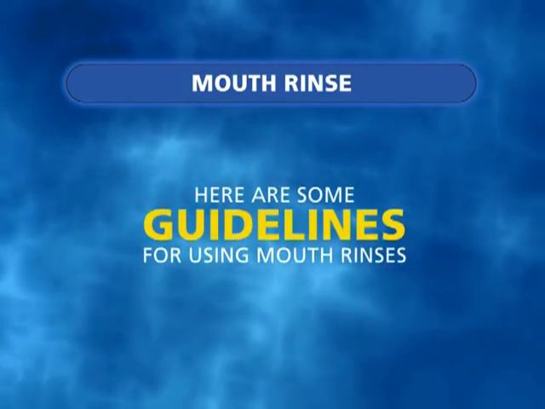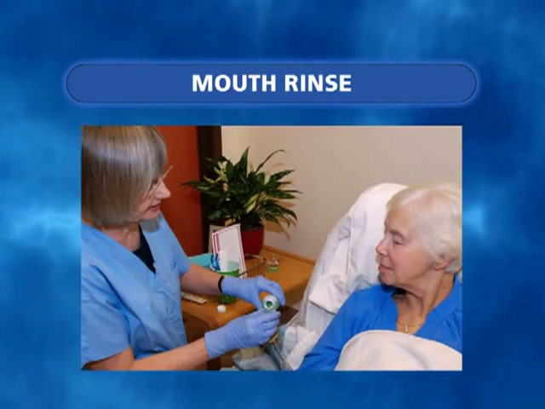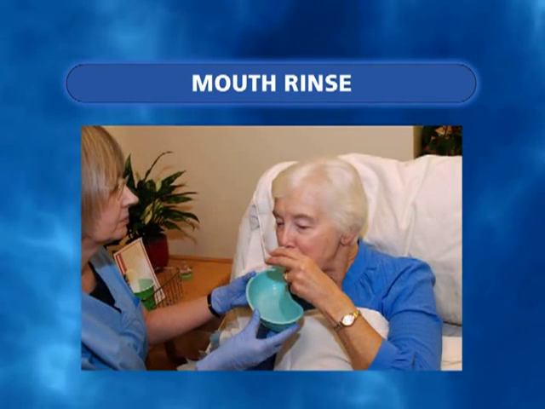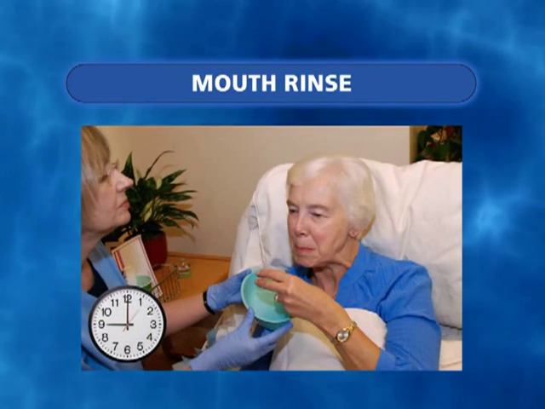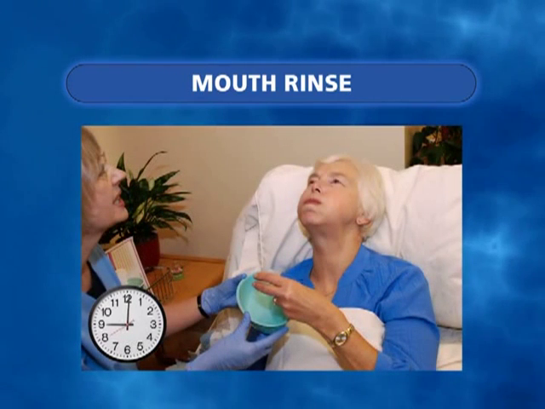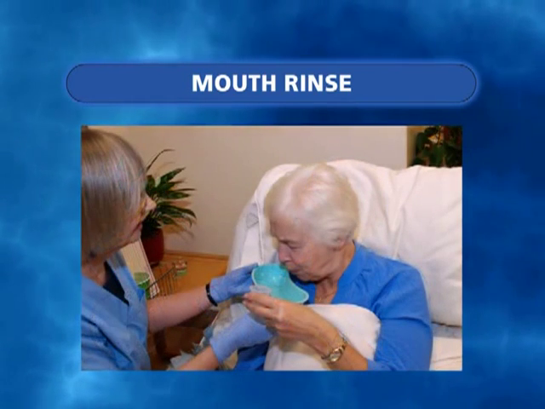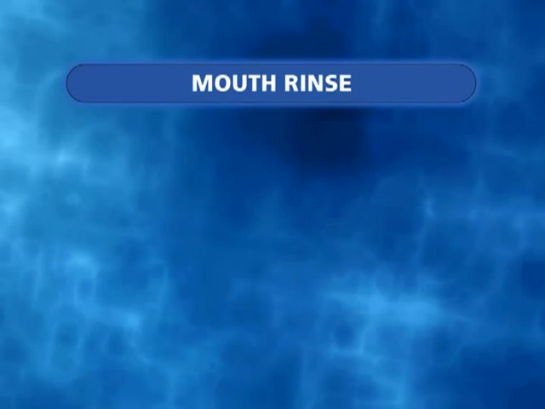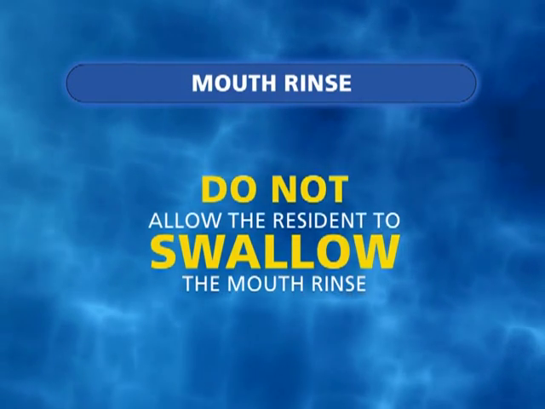Here are some guidelines for using mouth rinses. Have the resident take a small amount of mouth rinse into their mouth. Ask them to close their lips with teeth slightly apart. Encourage them to force the liquid through the teeth and swish the liquid back and forth between the teeth and all around the mouth for 30 to 60 seconds. Then have them spit the mouth rinse out into the sink or a kidney basin. Do not allow the resident to swallow the mouth rinse.